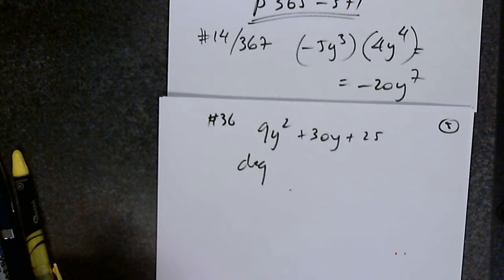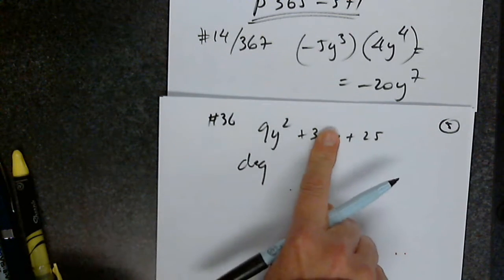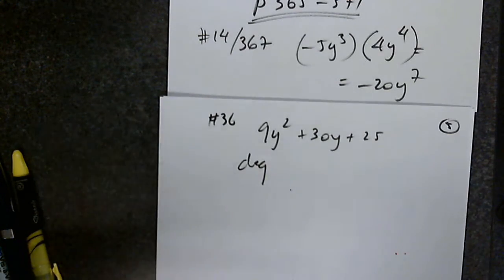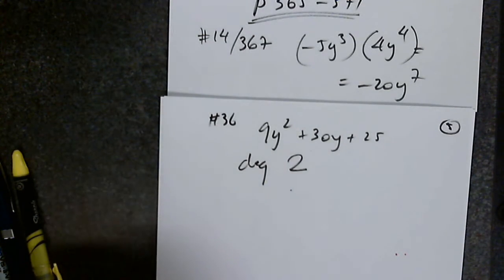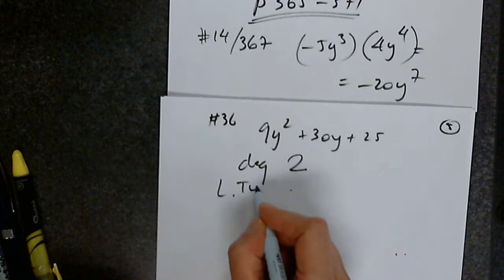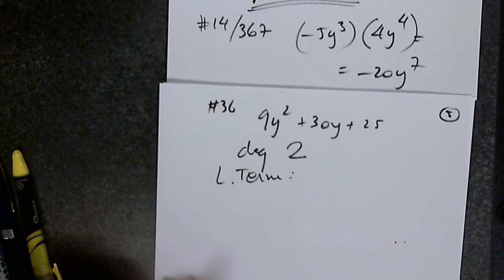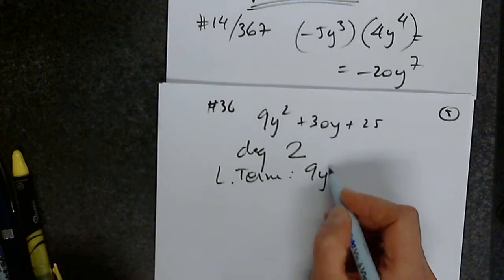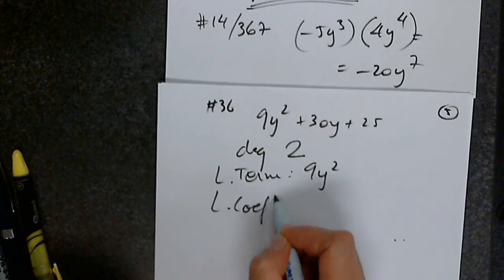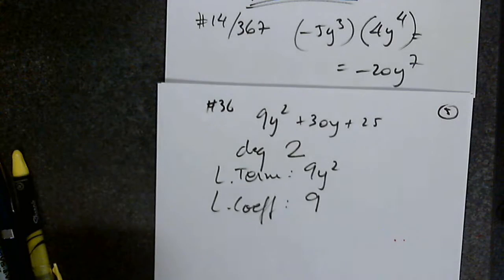One more time. Degree of this is 2. Degree of this is 1. Degree of this is 0. I have to choose the highest degree, so degree is 2. What is the leading term? 9y squared. Leading coefficient. 9. Very good.